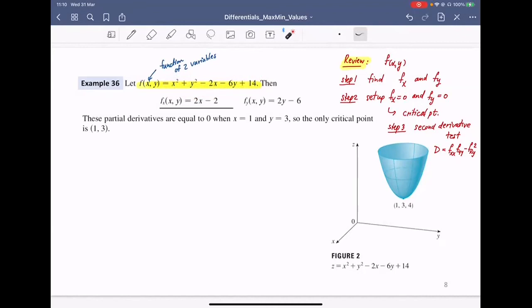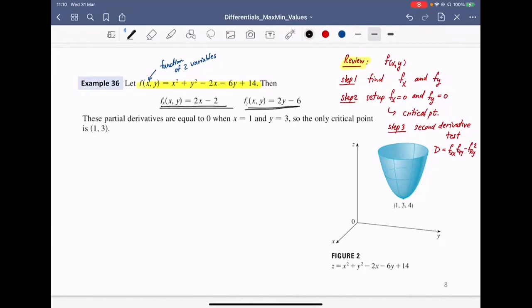All right, the same thing with f subscript y here. I am going to focus only on the term that depends on y, which is y squared here. I differentiate, I get 2y. Then negative 6y, I differentiate, I get negative 6. Other than that, constant, constant, constant, so they go to 0.